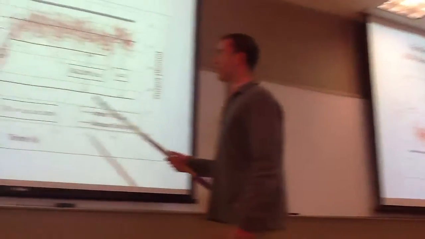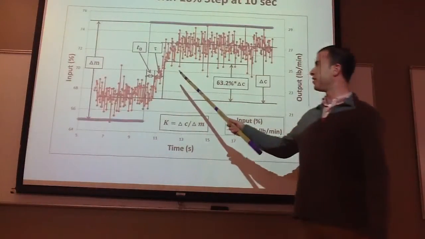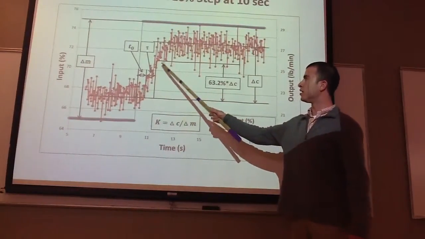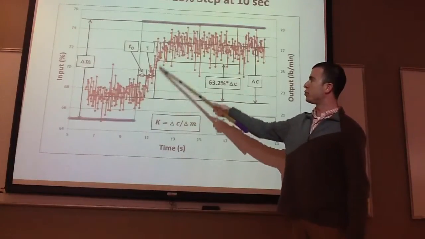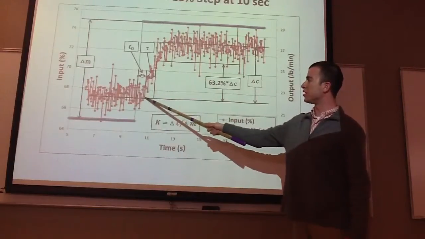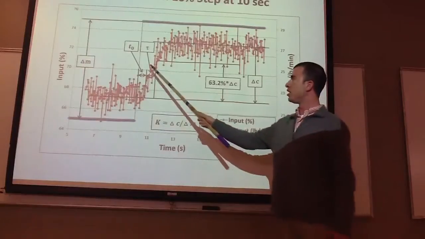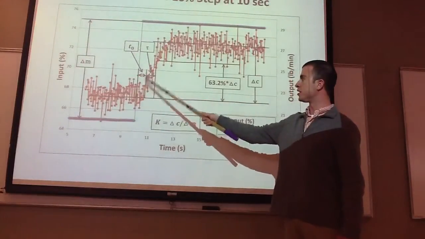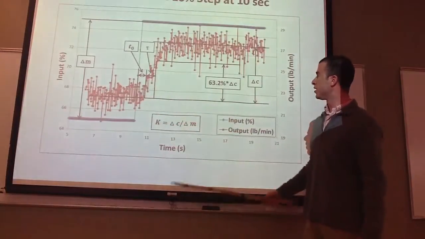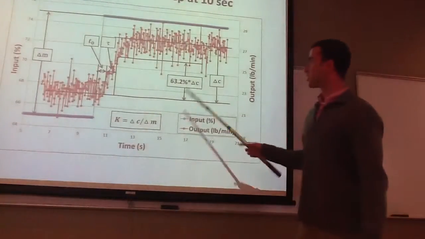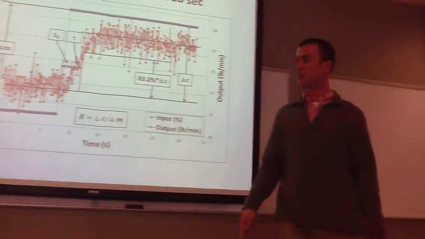Here's an example of what I just gave you some background information on. First of all, you have your tau, which occurs around 63.2% of your output step, and you go down to right around where it starts to jump up. And your dead time T0 is the few seconds that it takes to start stepping up. And your gain is the difference in your output over the difference in your input.